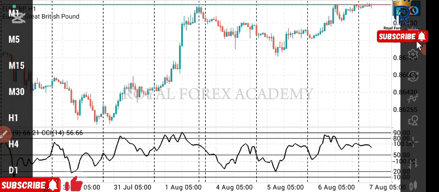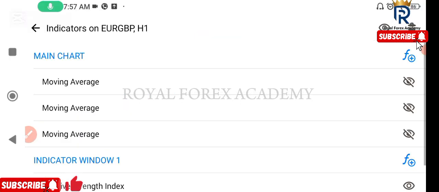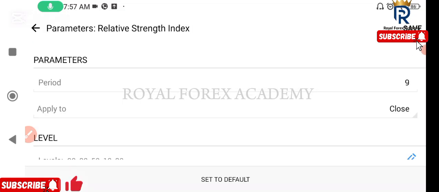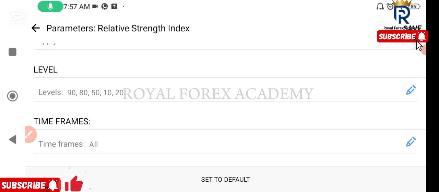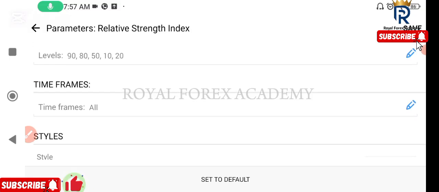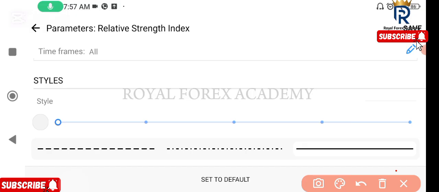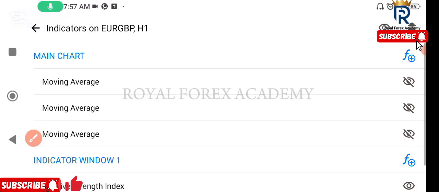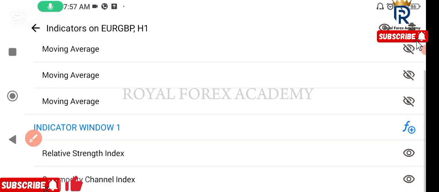So, let me run you briefly through the setting of this indicator, which is the relative strength index. The period is 9. You apply to close. These are the levels 90, 80, 50, 10, and 20. Then here you change the color. The style, you change the color to that of your background. That's because we don't want that indicator to reflect.